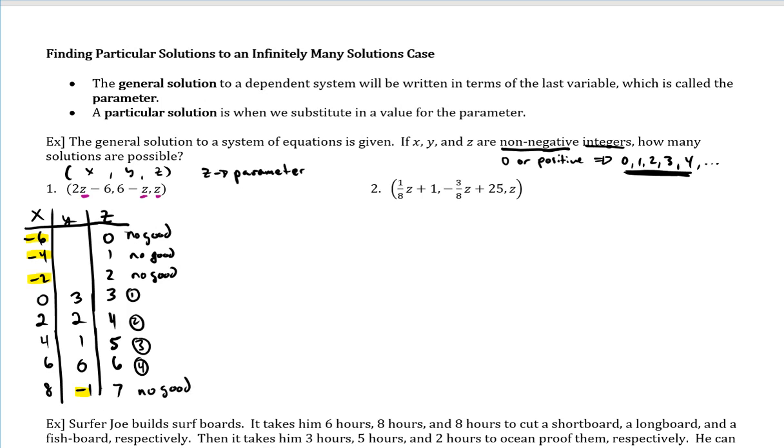And then if I were to continue the pattern, notice it would have been -2, so it just keeps being negative for y. So the bigger z gets, y is just going to stay negative. So it looks like these are our only solutions. So we have 4 total solutions.